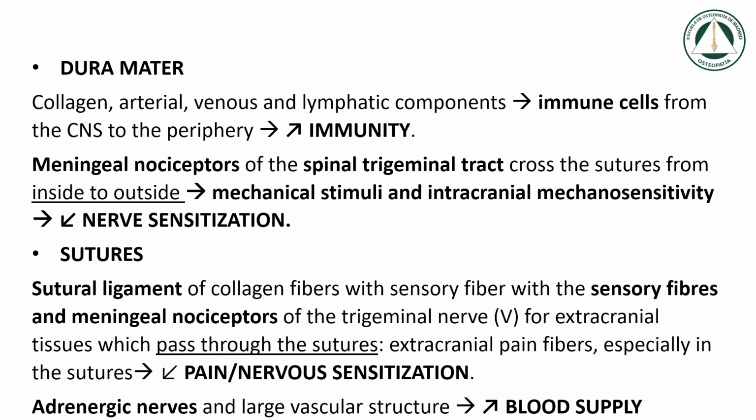The sutures. Sutural ligament of collagen fibers, with sensory fibers, and meningeal nociceptors of the trigeminal nerve, 5th cranial nerve, for extracranial tissues which pass through the sutures, can be irritated in the sutures. So, the decompression of these elements can decrease pain and nervous sensitization. Adrenergic nerves and large vascular structures can produce an increase of the local blood supply.